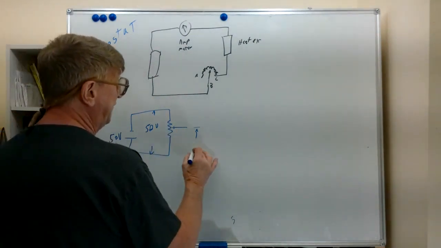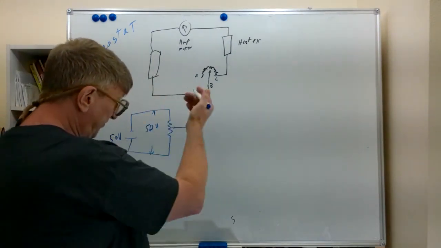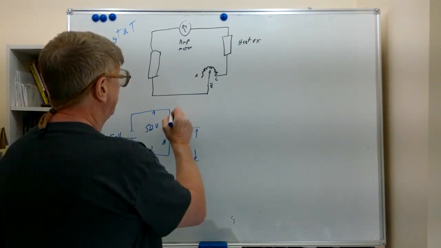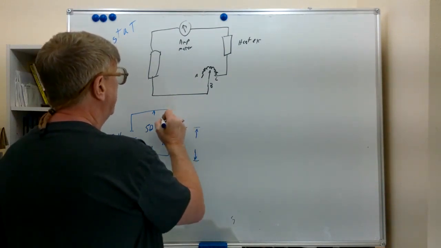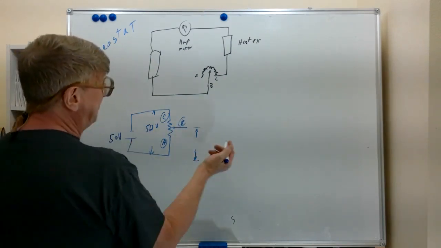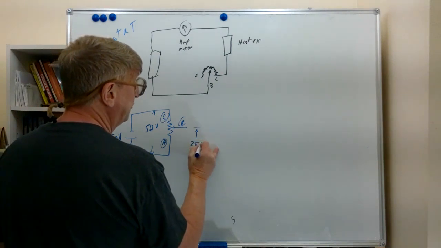If we set this for 50% position, we got just as much resistance from A to B as we got from B to C. We're going to end up with half the voltage here. Half the resistance, half the voltage. We end up with 25 volts.